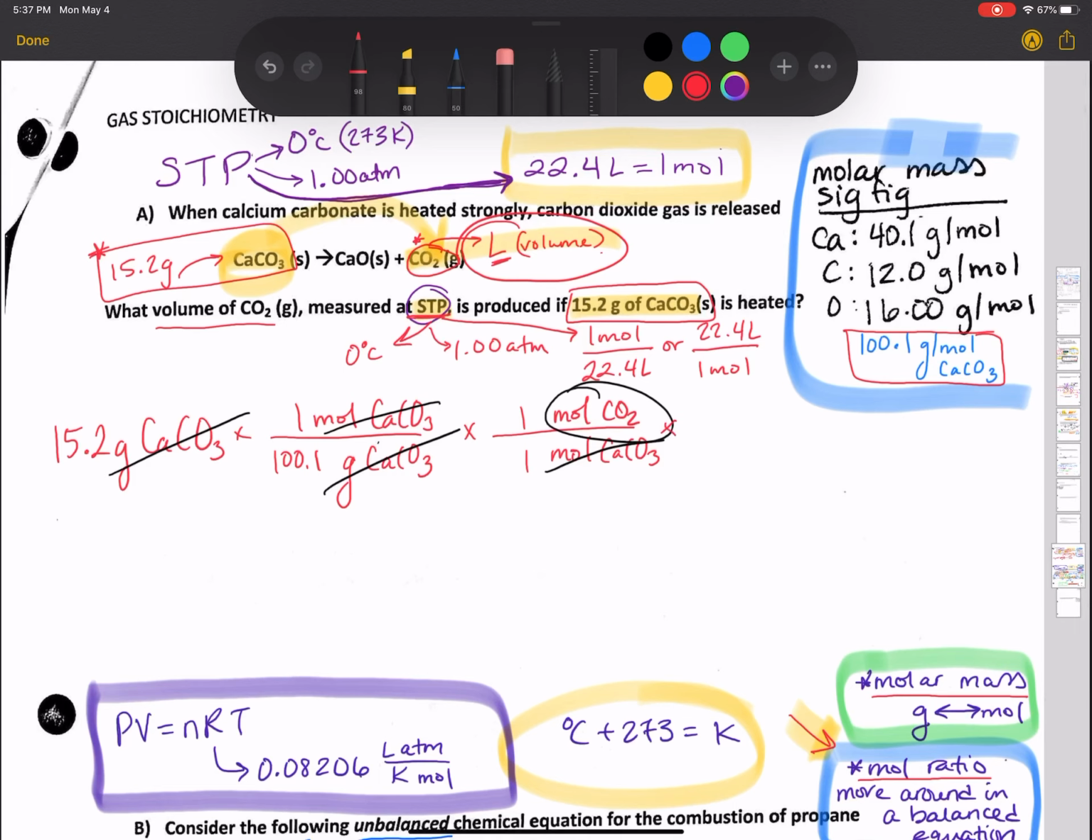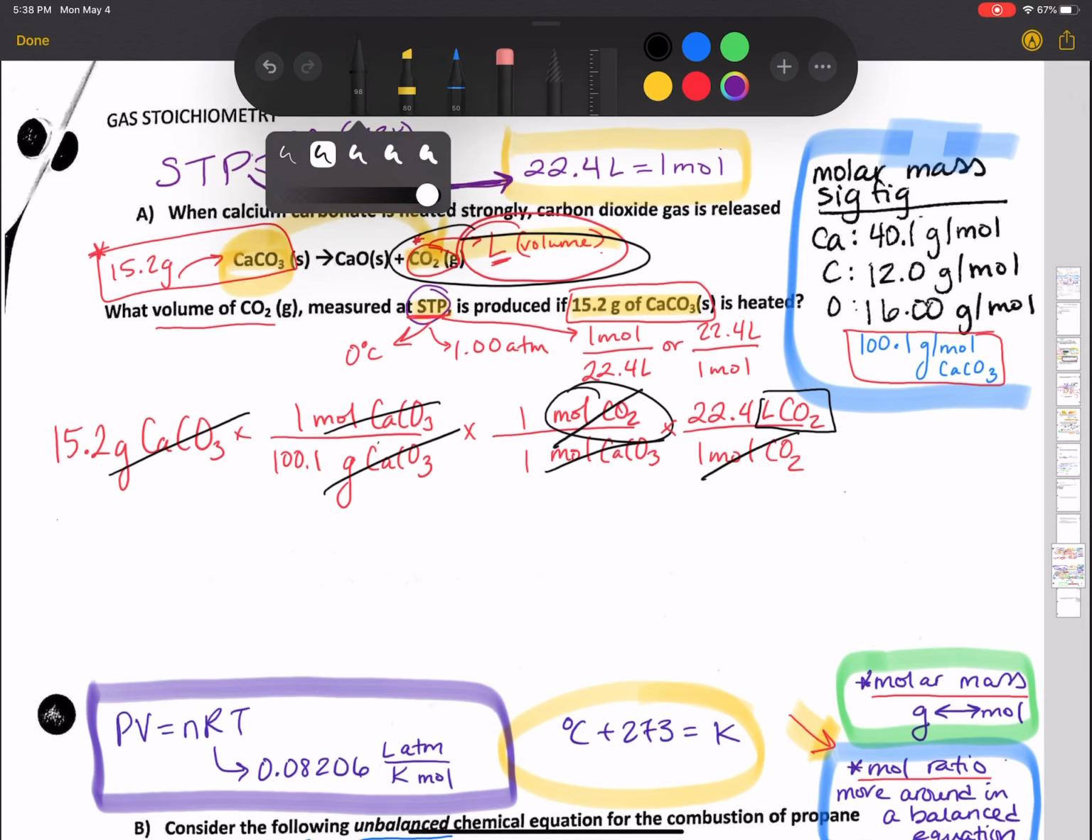So I can now say that 1 mole of carbon dioxide will be equal to 22.4 liters of carbon dioxide. If I go back to my conversions in my string equation, mole of carbon dioxide and mole of carbon dioxide cancel, and I'm left with liters of carbon dioxide. And that was what the problem was wanting me to solve for.